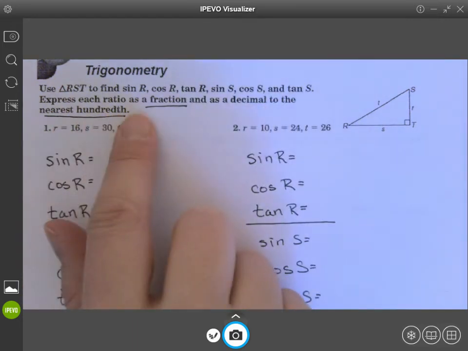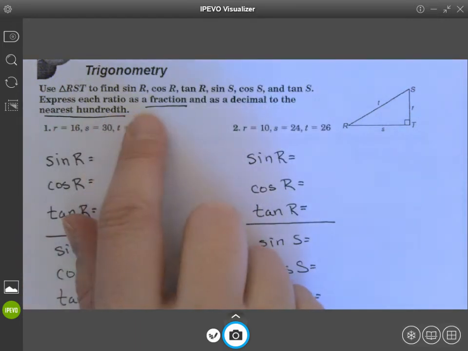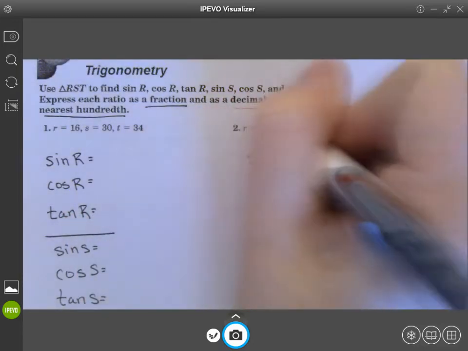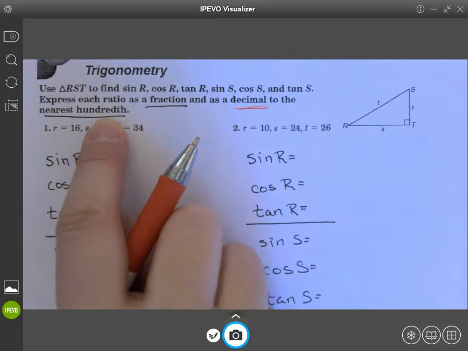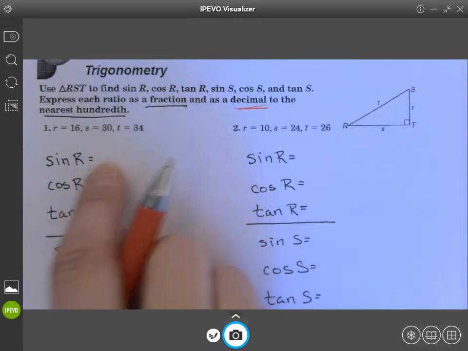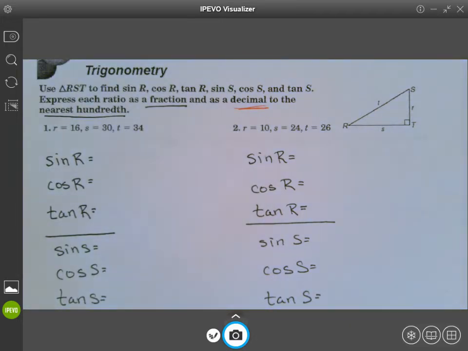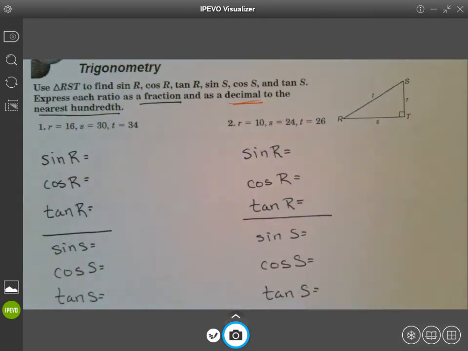Now, express each ratio as a fraction and as a decimal. I don't know why I don't have that underlined. Oh, because it's rounded to the nearest hundredth. Okay. So we are not solving for the missing angle. These are back at the beginning when we wrote sine, cosine, tangent, and we just wrote the ratio, just the fraction.